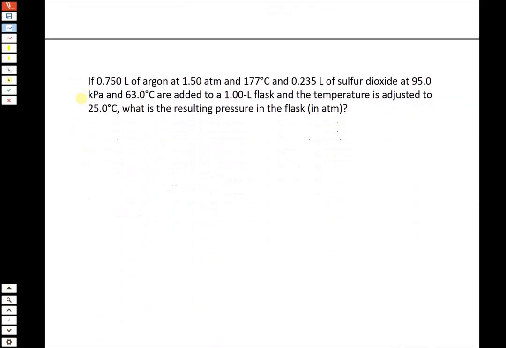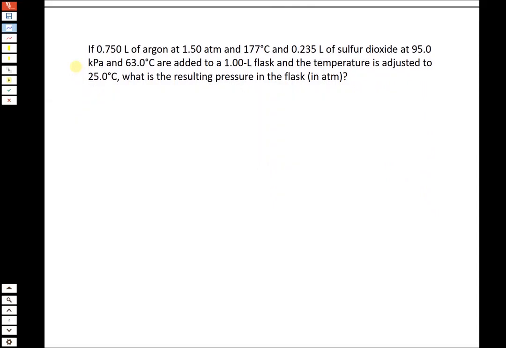The first few we're going to deal with are about mixtures of gases. In this first one, we have 0.75 liters of argon at 1.5 atmospheres and 177 degrees Celsius. That's gas 1, or gas A if you want to call it that. And then for the second one, we have 0.235 liters of sulfur dioxide at a different pressure, 95 kPa and 63 Celsius. They're added to a 1 liter flask, and the temperature is adjusted to 25 degrees Celsius. What is the resulting pressure of the flask in atmospheres?